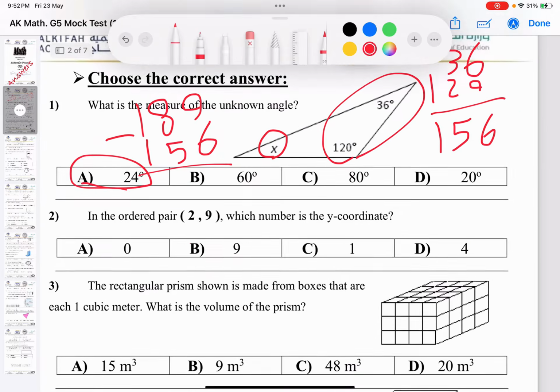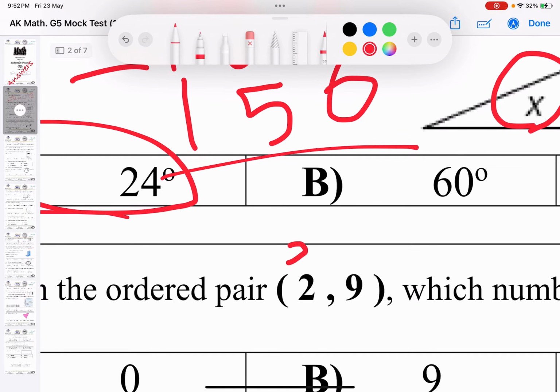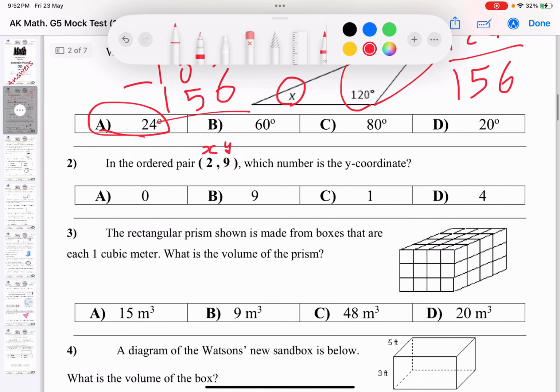تمام. طيب, in the ordered pair (2, 9), which number is the y coordinate? We know that any ordered pair contains two numbers. The first number is x and the second number is y. If he asks for the x it will be 2, but he asked for the y so it will be 9.